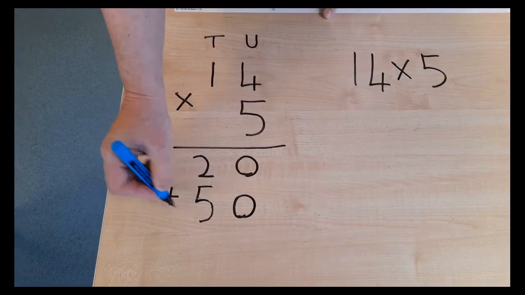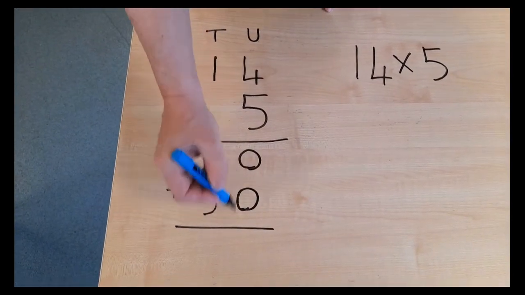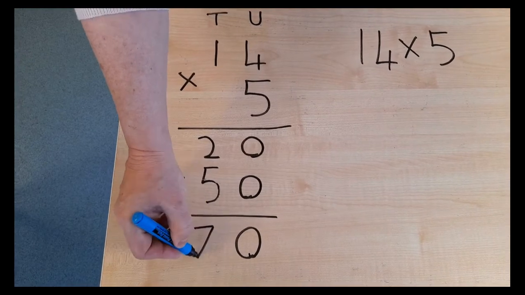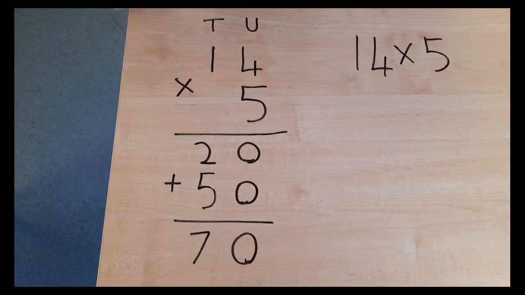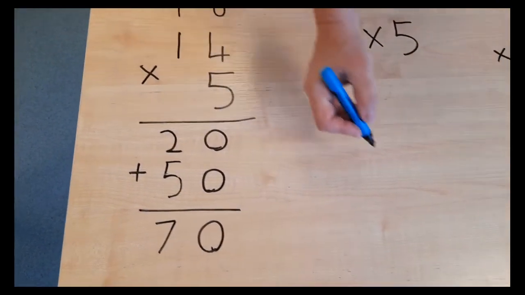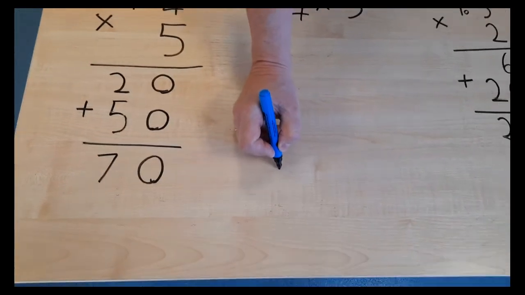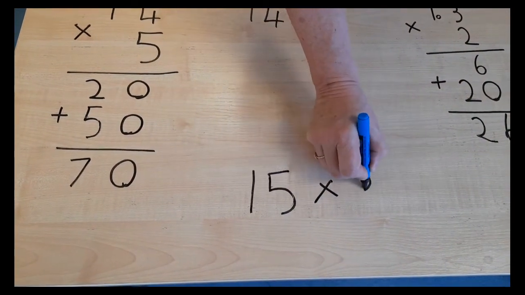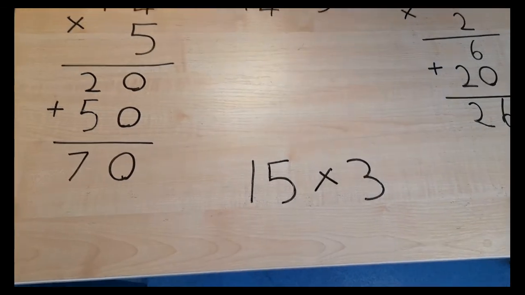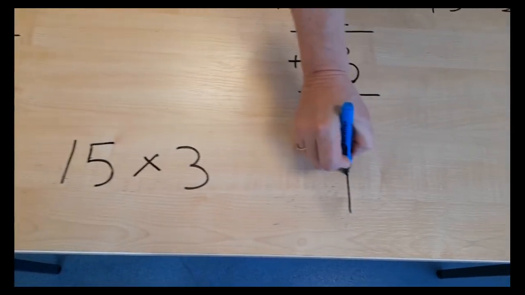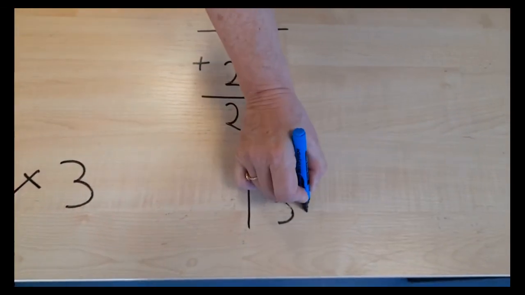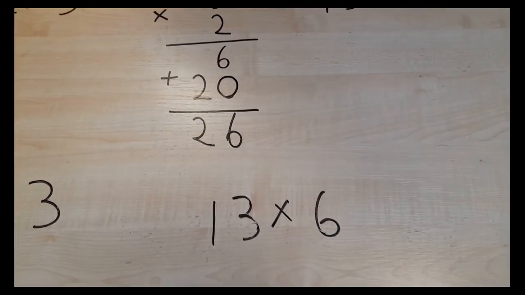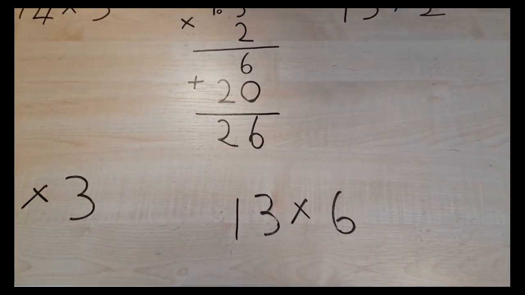Now I can add up. 0 and 0. 5 add 2 is 7. So my answer is 70. Can you have a go at these down here? Why not try 15 times 3 using the column method? Why not try 13 times 6? Have a go and don't forget to post them back to us.